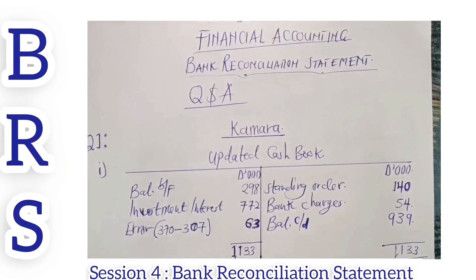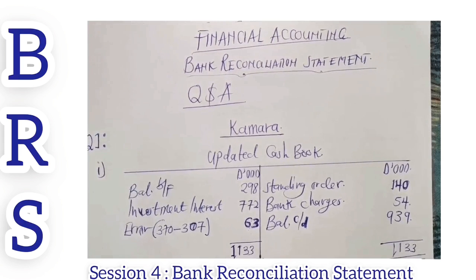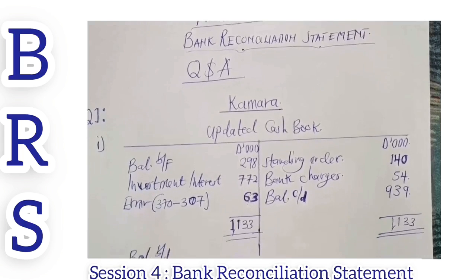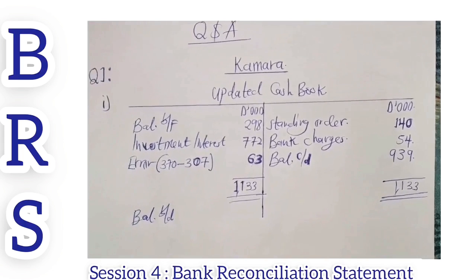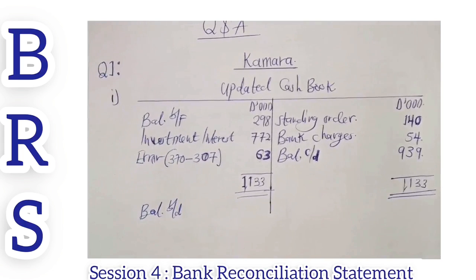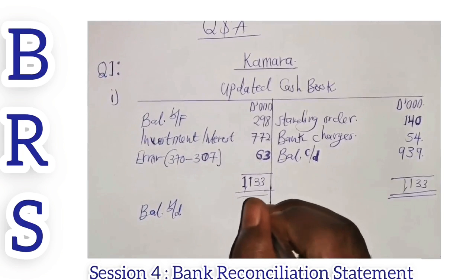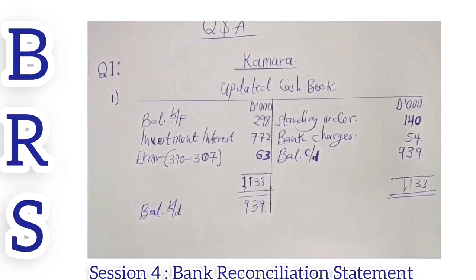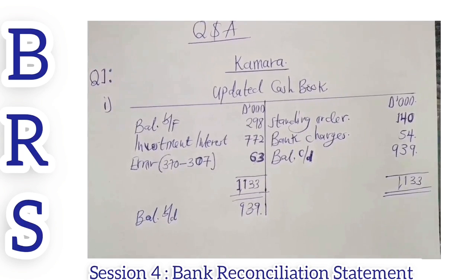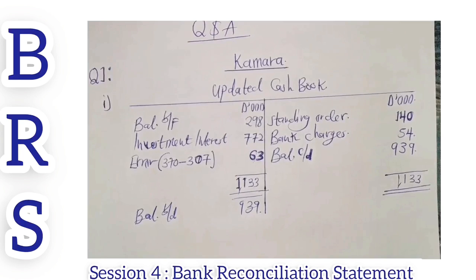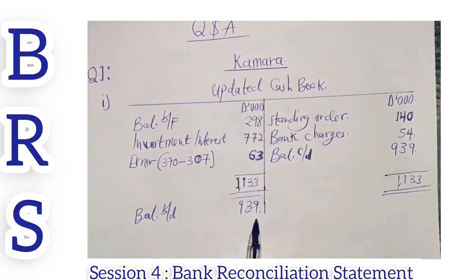So the balance brought down is 939,000. So this is how the adjusted cash book will be. This should have been the figure that should have been in the cash book. It should have tallied with the bank statement when it was sent.